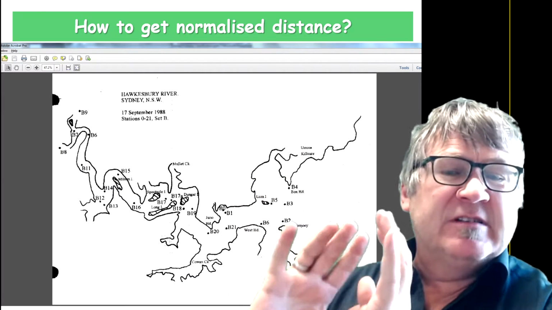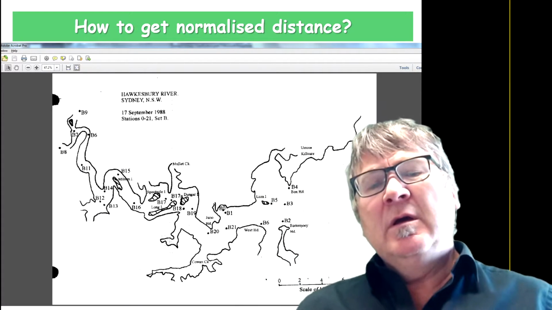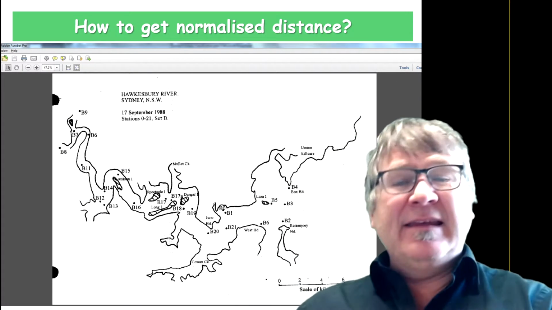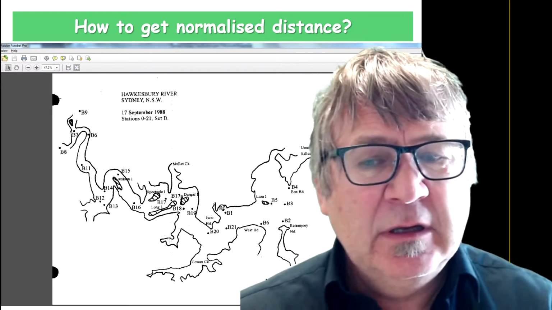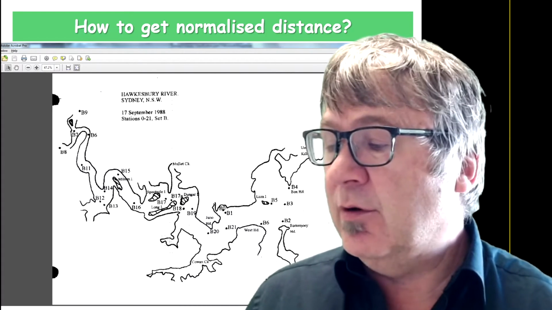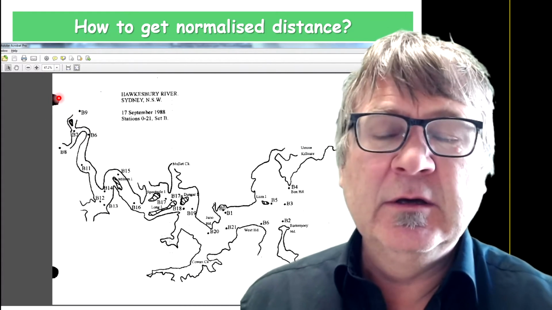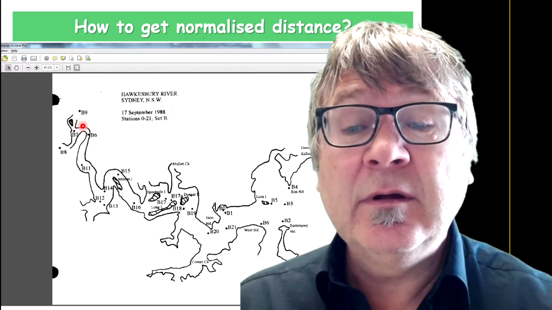Well, here's, for example, a station map for the Hawkesbury River on the 17th of September 1988. And you can see little dots. I switch on the laser pointer. Here we go. Little dots, like here is B7, B6.